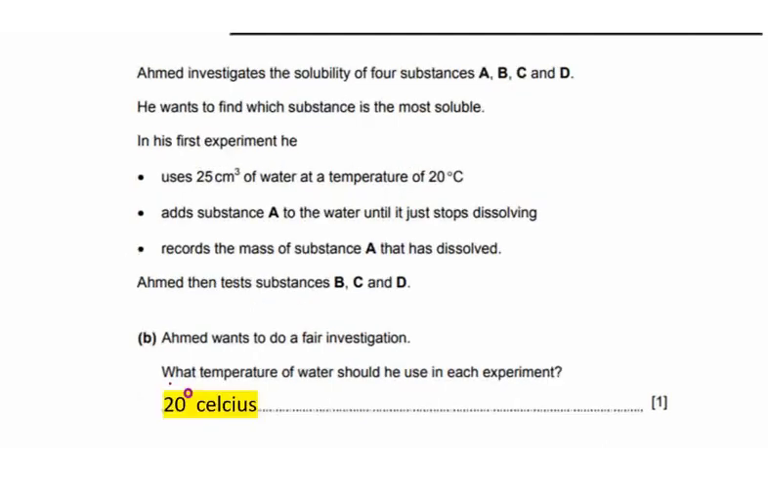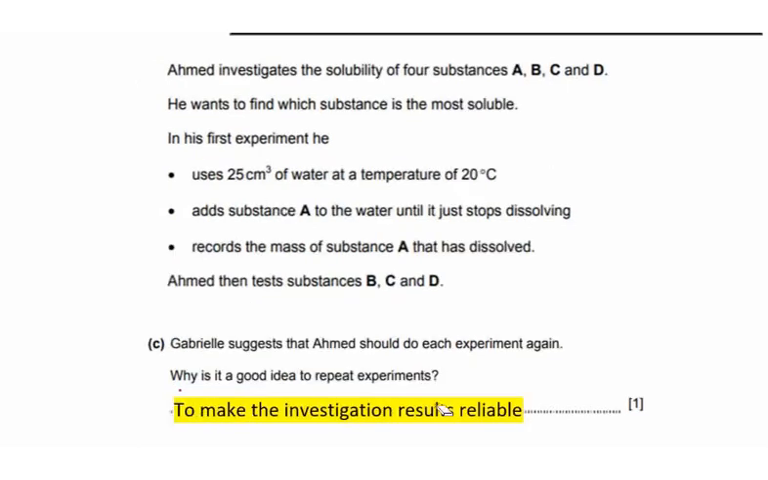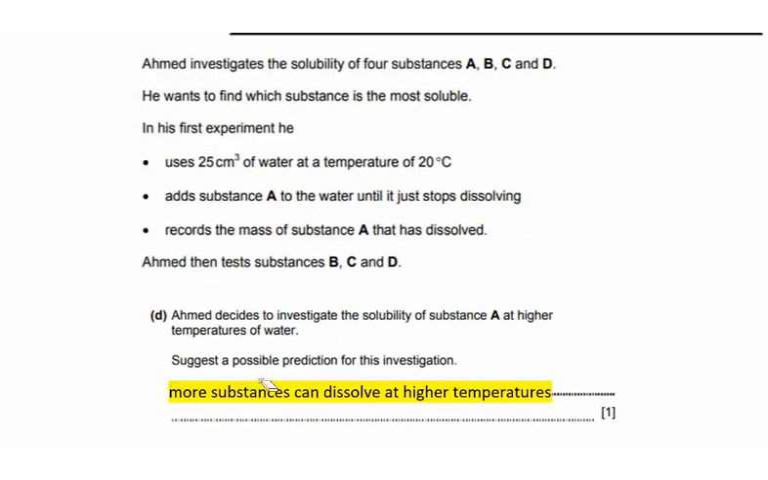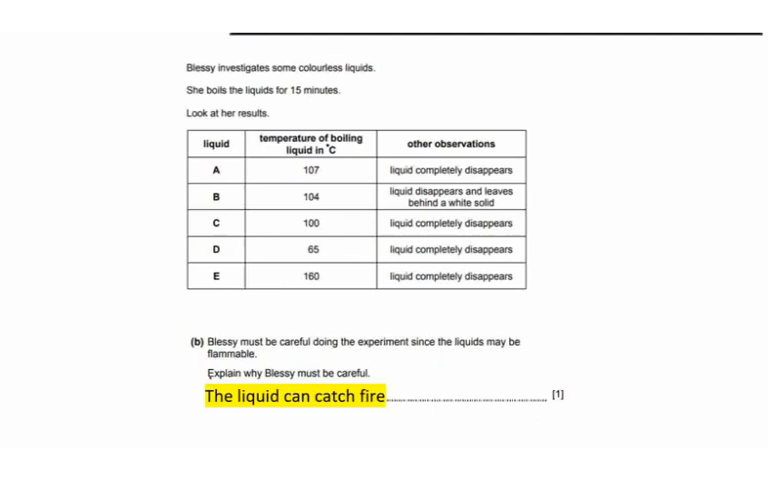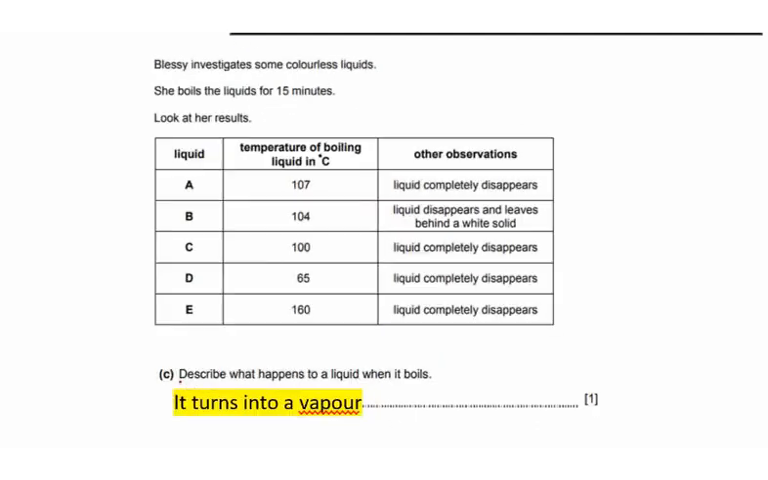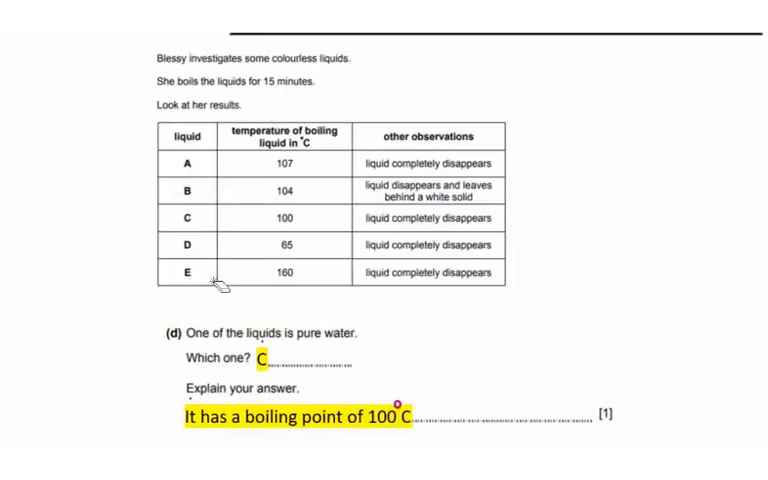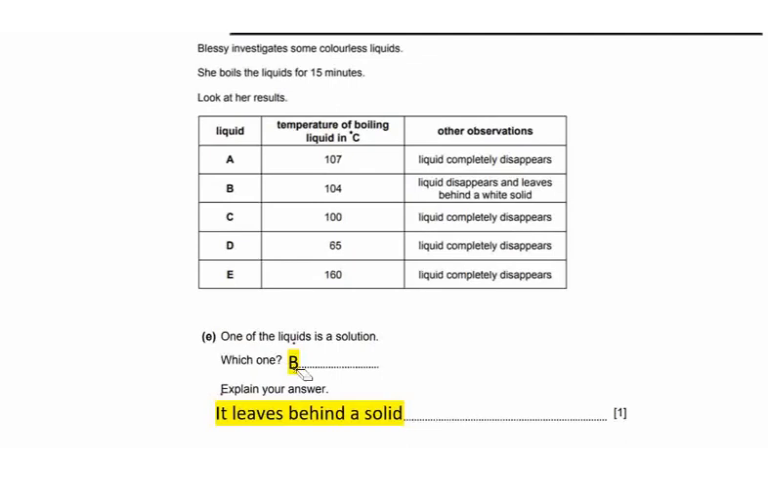This is mark scheme for 1B. This is mark scheme for 1C. This is the mark scheme for 1D. This is the mark scheme for 2A. This is the mark scheme for 2B. This is the mark scheme for 2C. This is the mark scheme for 2D. This is the mark scheme for 2E.